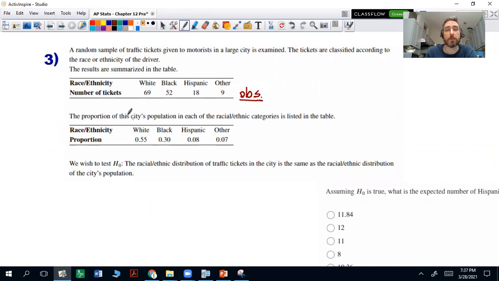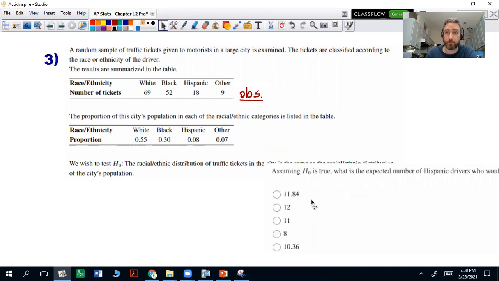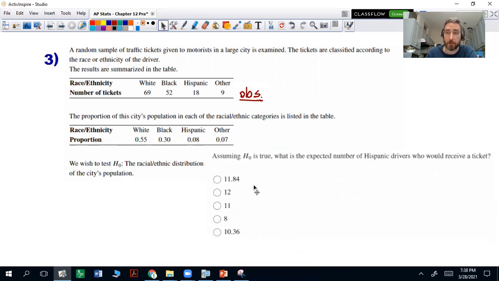Here are your proportions of the city's population, broken down by percentages. White 55%, Black 30%, Hispanic 8%, and other 7%. So these are your stated proportions. And we want to know if the racial and ethnic distribution of traffic tickets in the city is the same as the racial and ethnic distribution of the city's population. So it says, assuming the null is true, what is the expected number of Hispanic drivers who would receive a ticket?